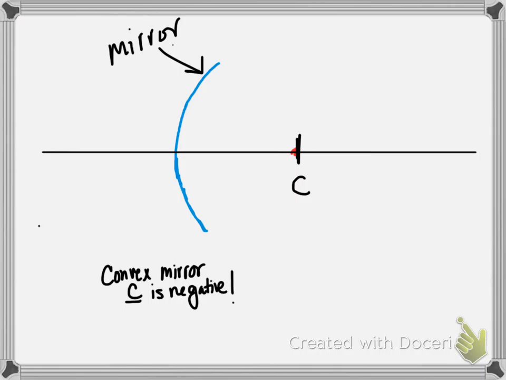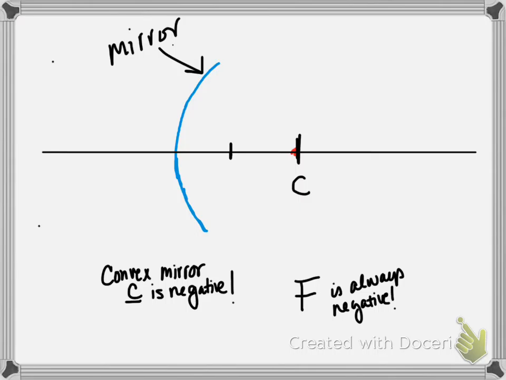With a convex mirror, the center of curvature is negative, which also means your focal length is negative. Just like with a concave mirror, the focal length is the halfway point. I'm sort of dummying it there, but there's your focal point. So F is also always negative. I have a mnemonic in my head that I use to remember this, but I can't share it with you. You can probably figure one out yourself. So the focal length is negative.